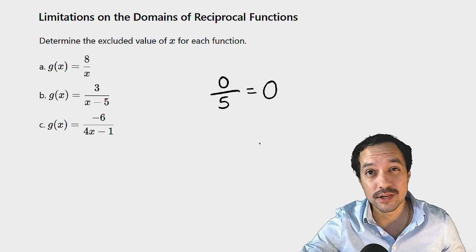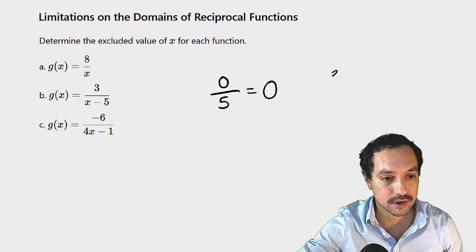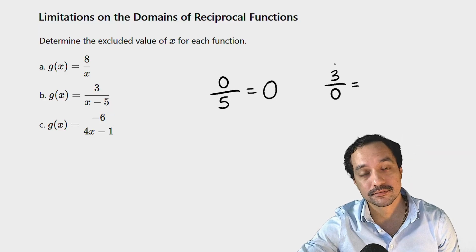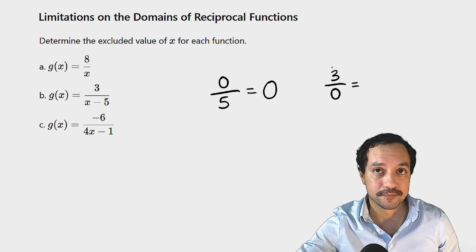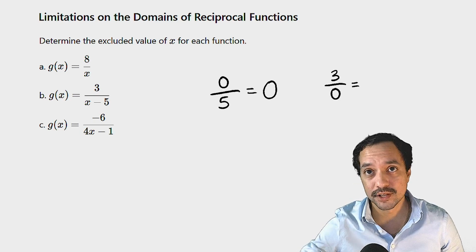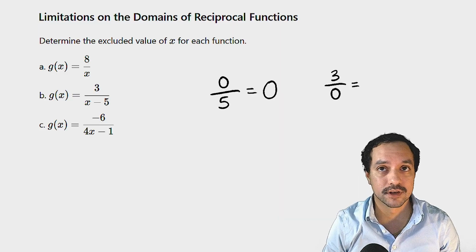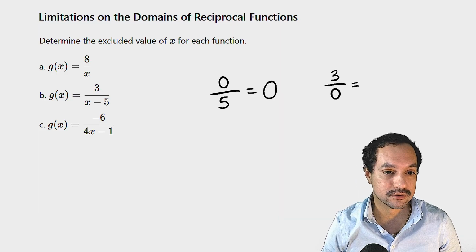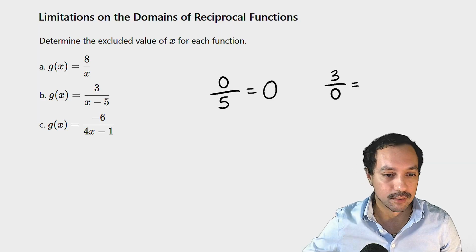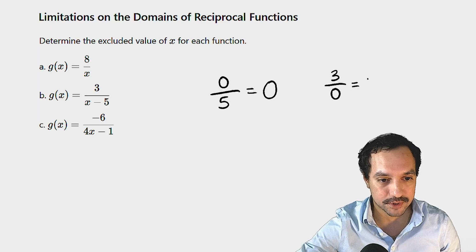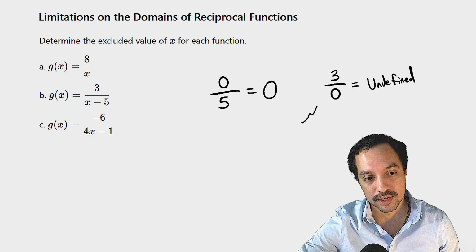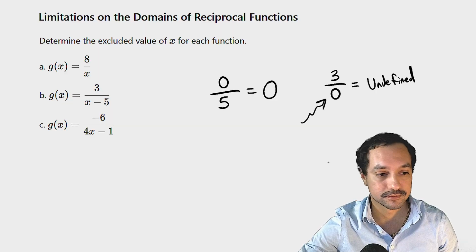Now let's flip that relationship. Let's say we were to do 3 divided by 0. Go ahead and put that in a calculator. See what it gives you. Most calculators are going to say some variation of error, cannot compute, domain issue. But basically, this is not possible. This is undefined. It is not possible to divide by 0.